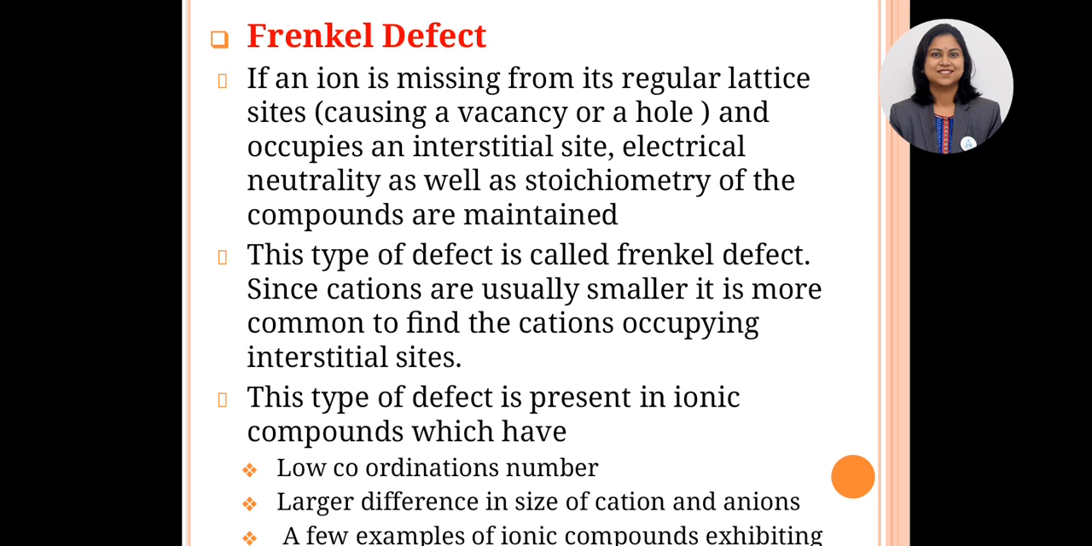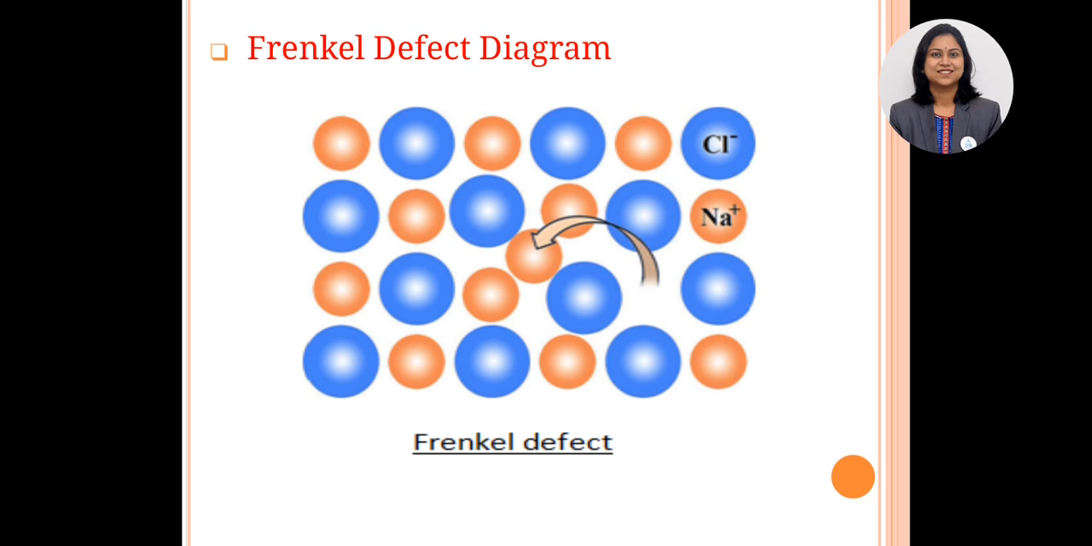This type of defect is present in ionic compounds which have low coordination number and large differences in size of cations and anions. A few examples of ionic compounds exhibiting Frankel defect are silver chloride and silver bromide. Here is the diagram for Frankel defect.